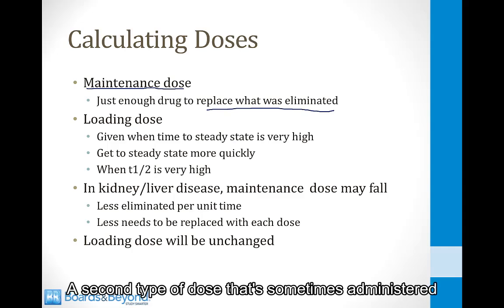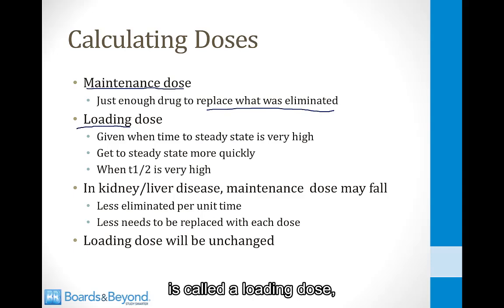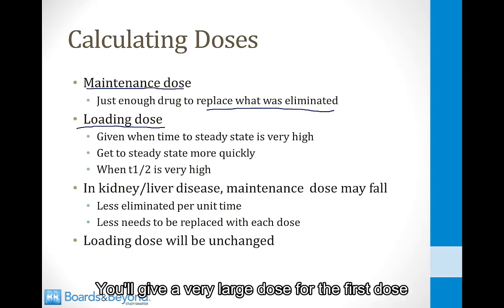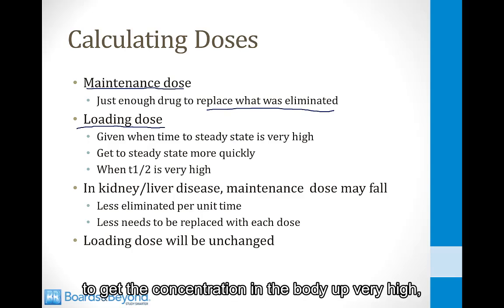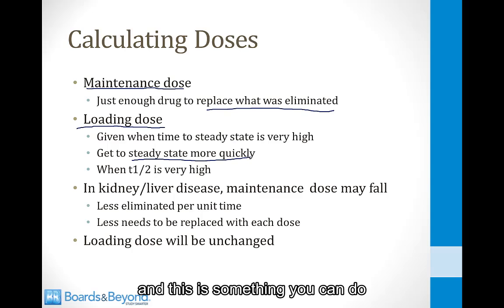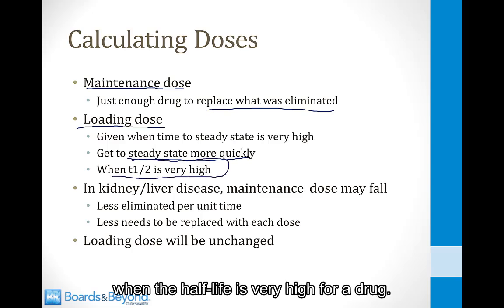A second type of dose that's sometimes administered is called a loading dose. And this is given when the time to steady state is very high. You'll give a very large dose for the first dose to get the concentration in the body up very high, and this will get you to steady state more quickly. And this is something you can do when the half-life is very high for a drug.